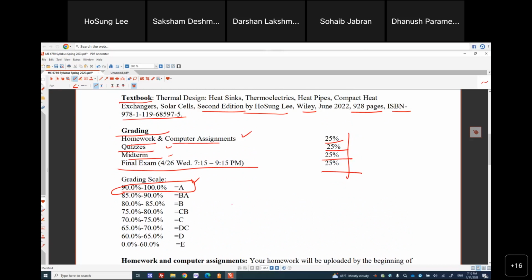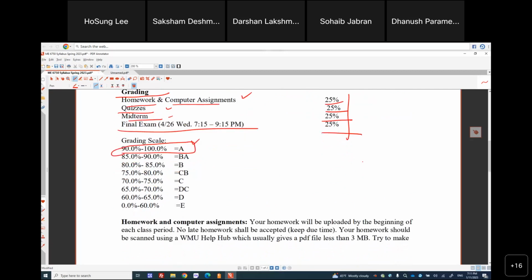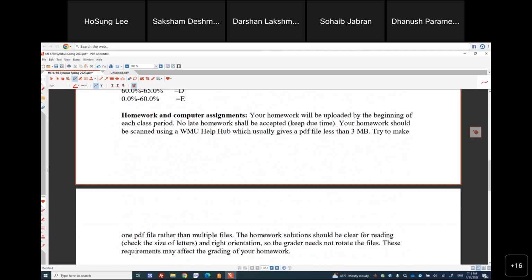Everything is online: the quiz, midterm, final. I'm going to post in Dropbox, so you can open it at the set time. Then there is a time limit, and you have to download it, which means you have to be familiar with how to download. The homework, computer assignment, and midterm exam will be uploaded there.